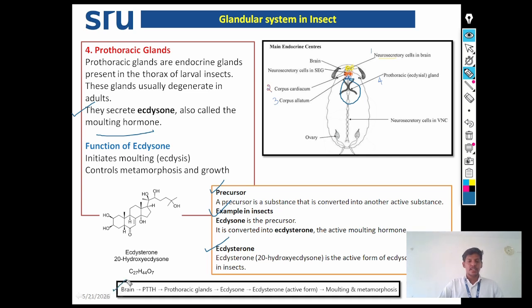See here the series. Brain secretes PTTH, prothoracicotropic hormone, that activates the prothoracic gland. Prothoracic gland secretes ecdysone, that is a precursor. This is converted into ecdysterone, that is the active form of molting hormone that causes molting and metamorphosis in insects.